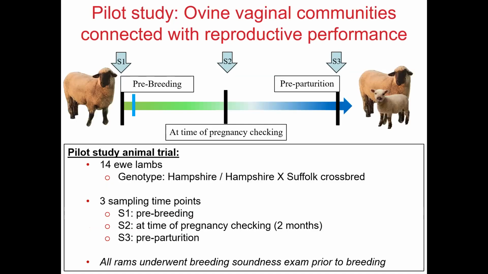To accomplish this, we swabbed the vaginal microbial communities from 14 Hampshire and Hampshire Suffolk crossbred ewe lambs at 3 separate time points. S1, which was taken pre-breeding, S2, which was taken at the time of pregnancy checking, which is about 2 months after breeding, and S3, which was taken directly prior to parturition. The flock used in this pilot study had a history of poor reproductive performance, so we ensured that the breeding rams underwent a breeding soundness exam prior to breeding.